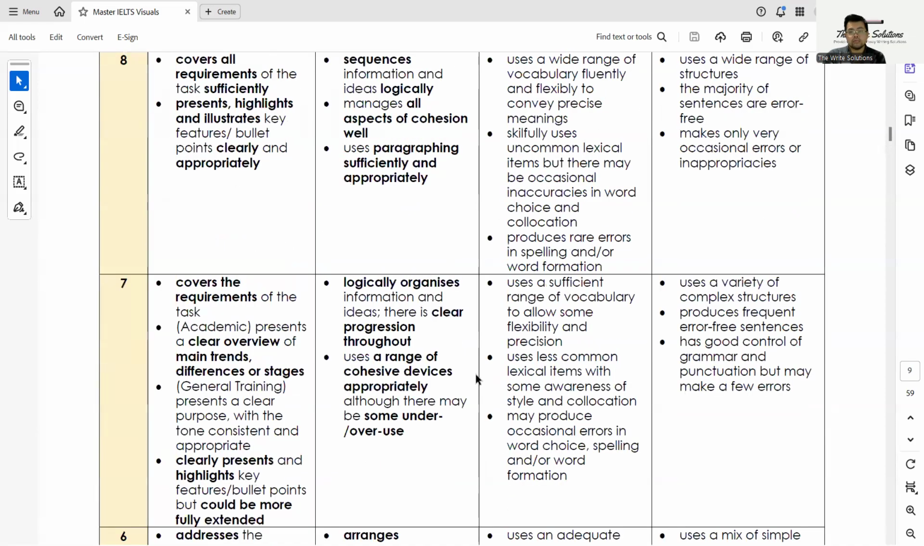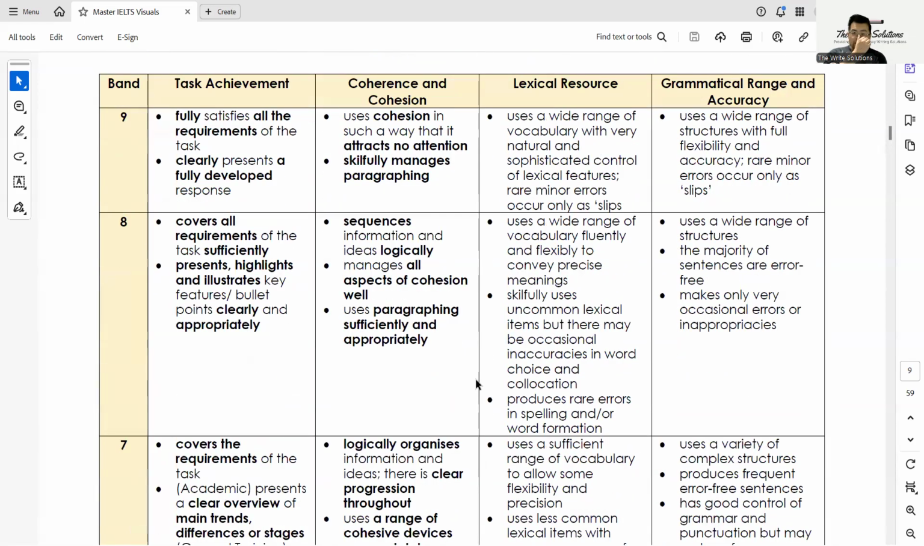Now we're going to grammatical range and accuracy, the grammar. Band 9 uses a wide range of structures with full flexibility and accuracy, with very rare, minor errors. Band 8 uses a wide range of structures. The majority of sentences are error-free. It makes only very occasional errors or inappropriacies.